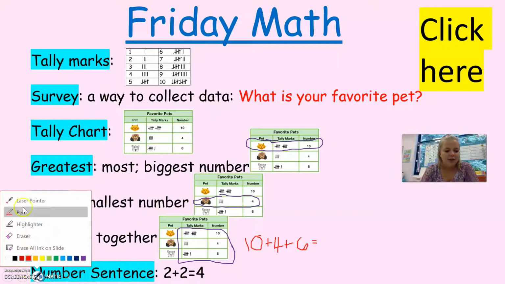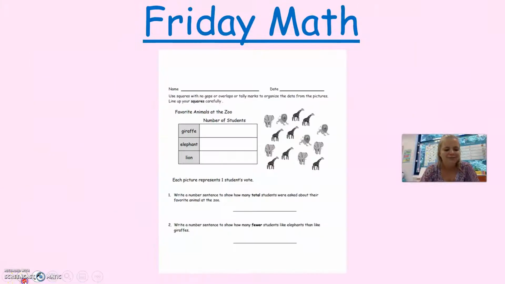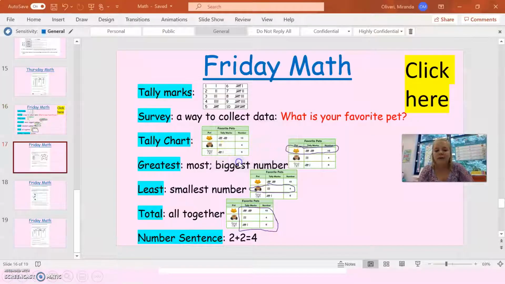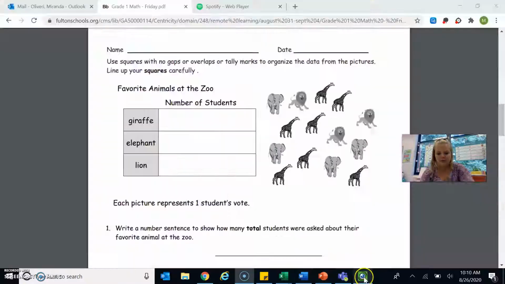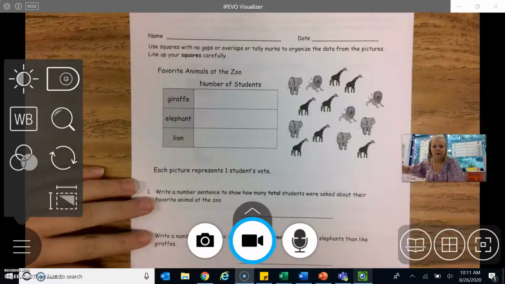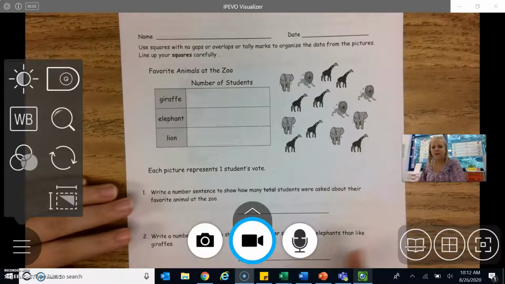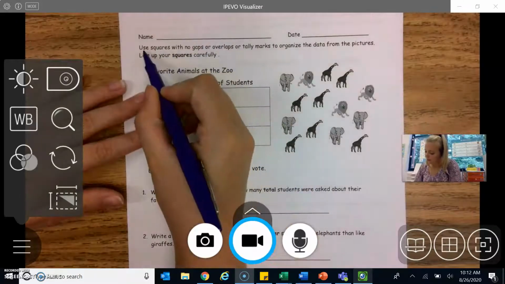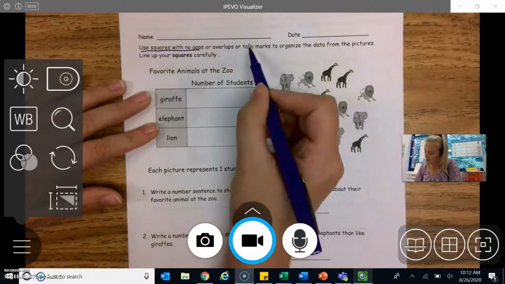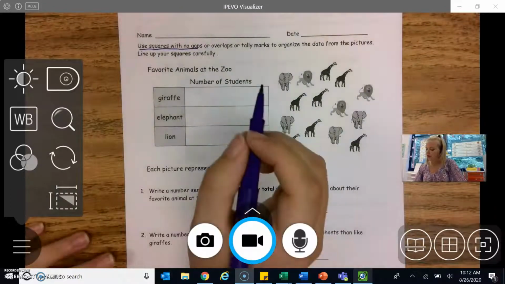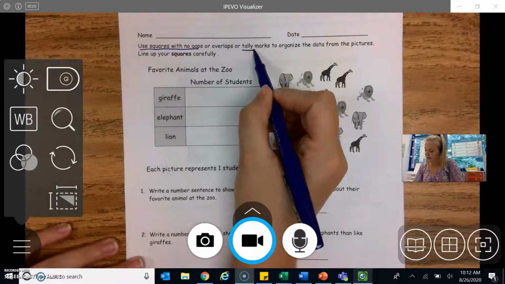Switched back to my laser pointer. All right, so this is our first worksheet. I'm actually going to do it with you with my pen because I have not been very good at writing on the computer lately. Okay, so here's our first worksheet. This is a survey, and it asks kids what their favorite animal at the zoo is. So it says we can use squares with no gaps, or we can use tally marks to organize the data from the pictures. Do you want to use squares or tally marks?